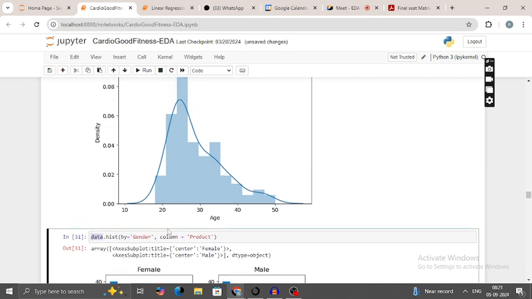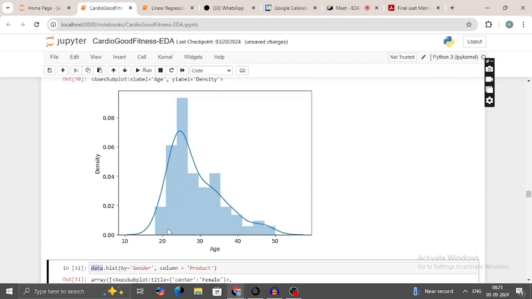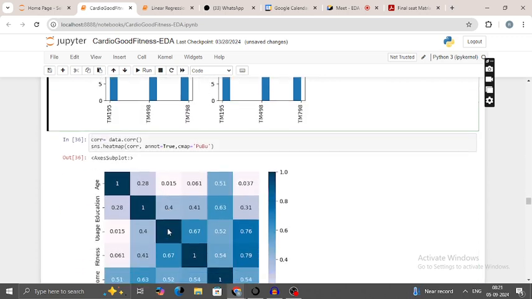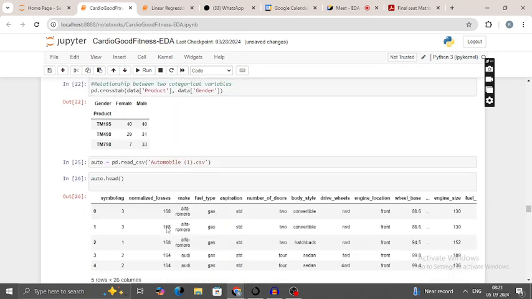But in the case of your count plot, both of them should be categories. In the case of your box plot, one should be numerical, one should be a category. Okay, so that is about your data visualization.